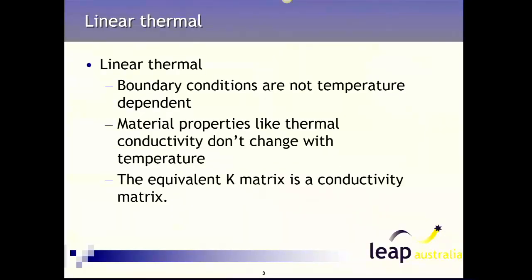Okay, so when a model is considered linear in thermal, the boundary conditions are not temperature dependent. That means that things like convection coefficients don't change appreciably with temperature. Material properties also don't change with temperature. Some materials can have highly non-linear relationships between thermal conductivity and temperature within the body. So if a body has a huge temperature variation, the local thermal conductivity will change throughout the body.